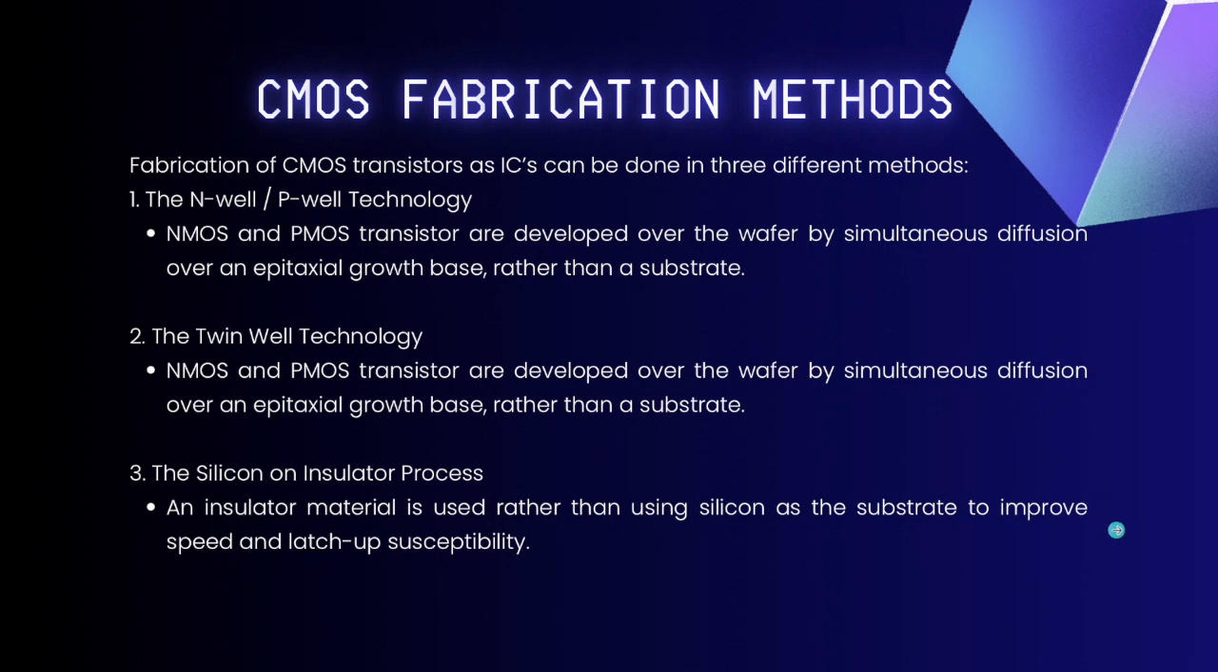3. The silicon-on-insulator process. An insulator material is used rather than using silicon as the substrate to improve speed and latch-up susceptibility.